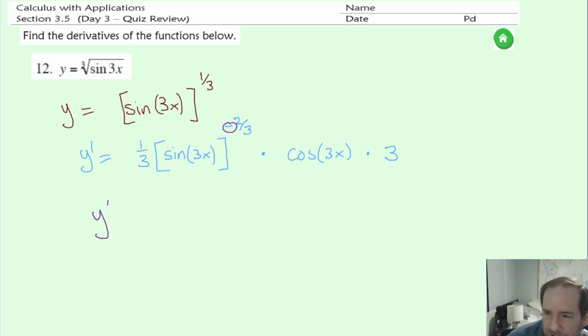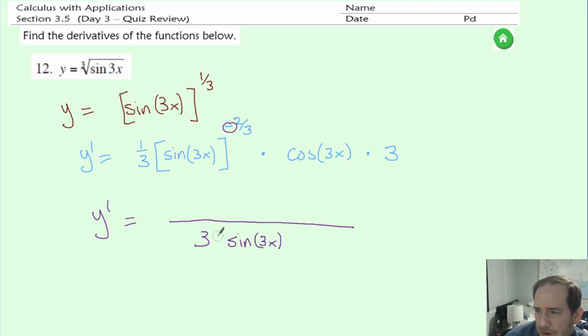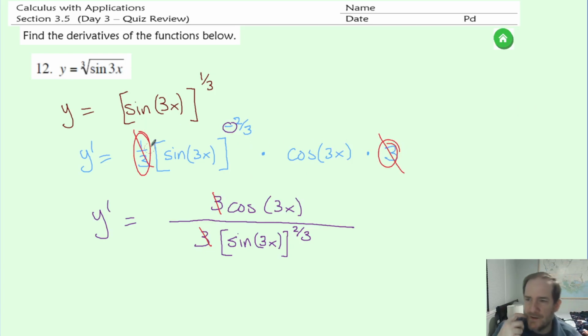down into the denominator. So I need a big old fraction bar. The 1/3, of course, will send a 3 into the denominator. This negative exponent will send a sine of 3x, that whole thing, into the denominator. It now is raised to the power of positive 2/3. And then, of course, in the numerator, we have a 3 times the cosine of 3x. All right, and so from here I see that certainly these 3's cancel. And of course they should have canceled because we had the 1/3 and the 3 up here. That would have canceled anyway.